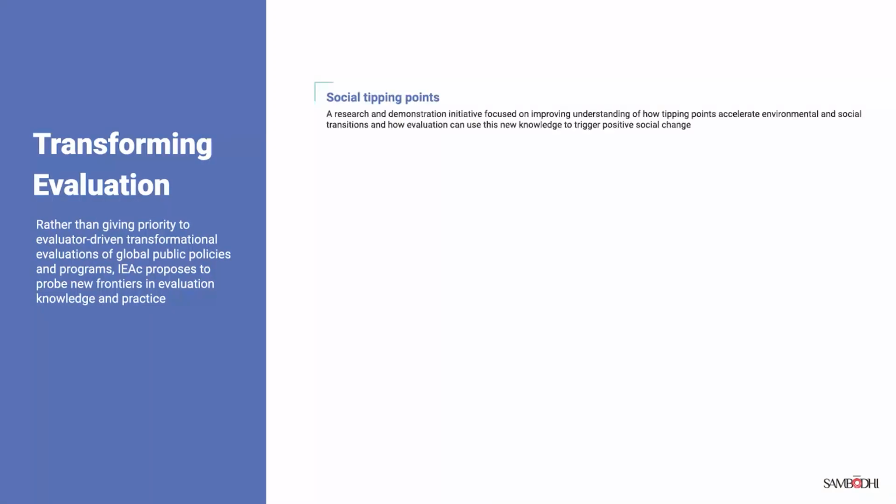This includes Social Tipping Points, which is a research and demonstration initiative focused on improving understanding of how tipping points accelerate environmental and social transitions, and how evaluation can use this new knowledge to trigger positive social change. Number 2 is Beyond GDP Measures. In this, alternatives to the GDP metric for ranking national performance towards socially and environmentally sustainable outcomes are covered.